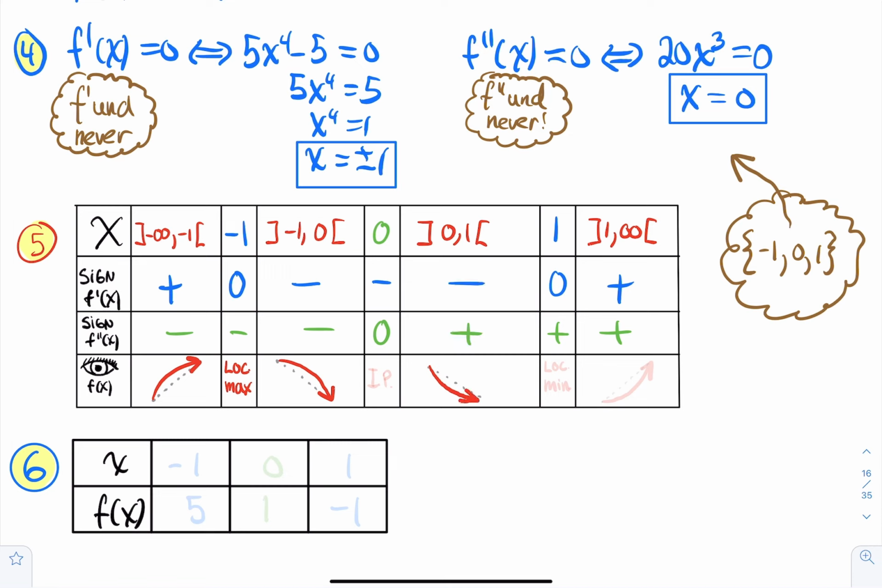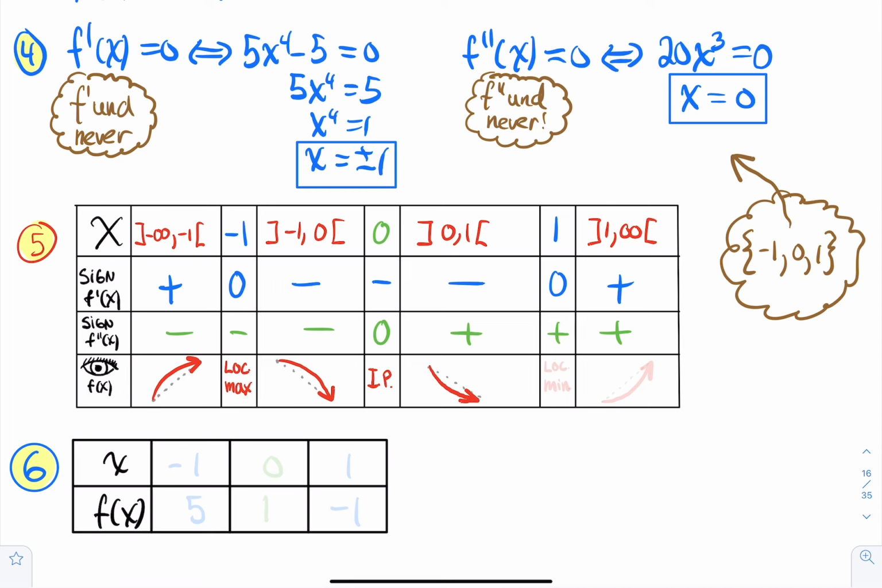So what's going on at 0? The function is decreasing right through, so it's not a local min or local max, but there's a change of concavity. So if there is a change of concavity, because there's a change of sign for the second derivative, well, that's by definition an inflection point. So 0 is an inflection point for our function.